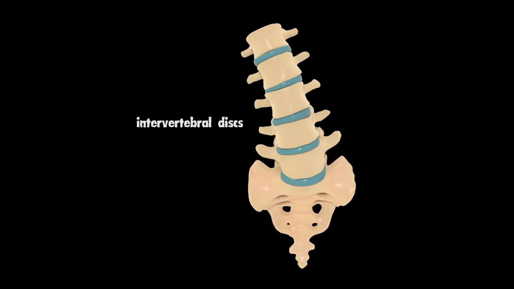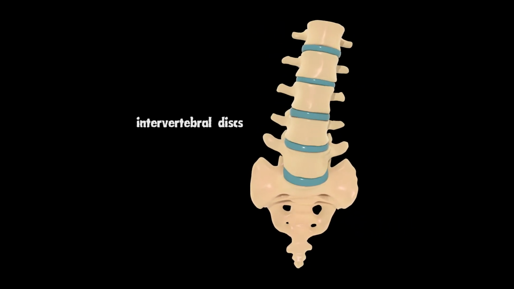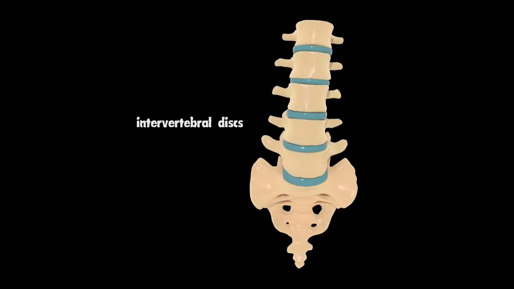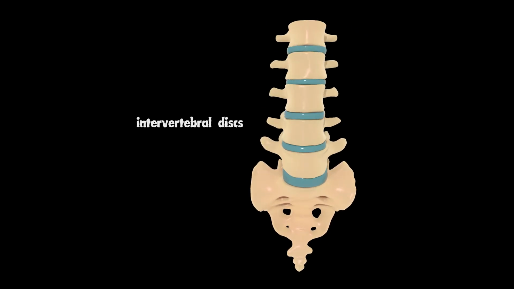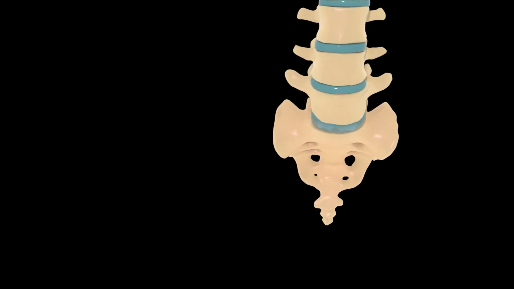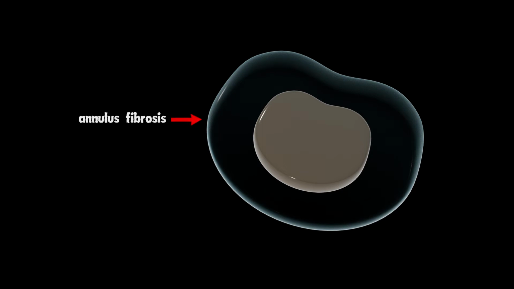Between the vertebral bodies are tough elastic spinal discs. They provide a flexible cushion, allowing the vertebra to rotate and twist. Each disc has a tough outer wall called the annulus fibrosus and a soft interior called the nucleus pulposus.